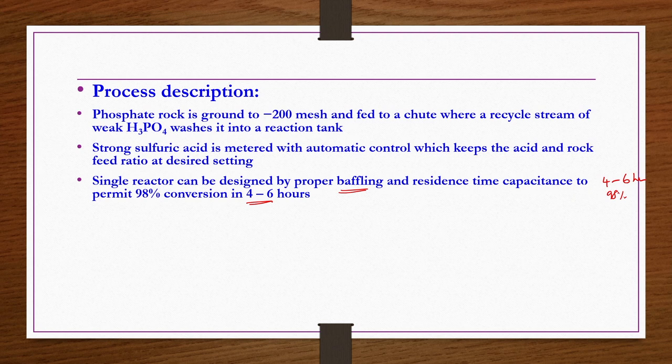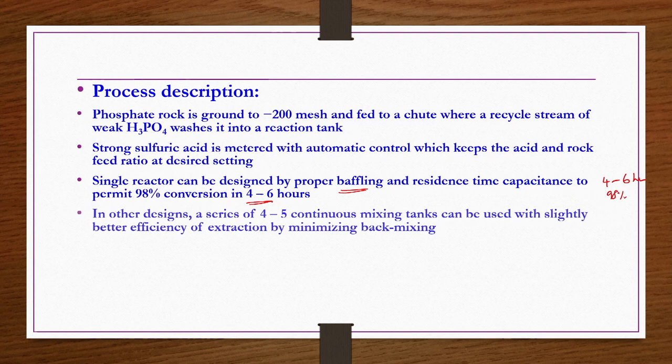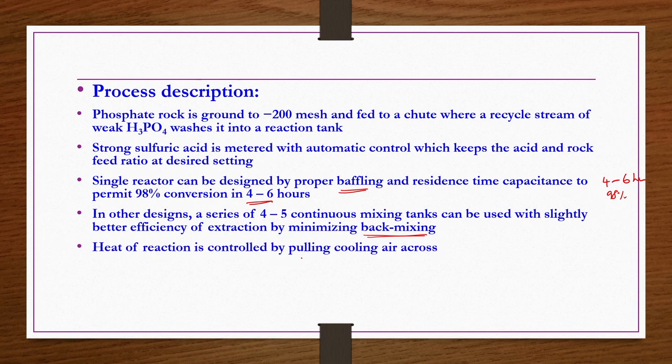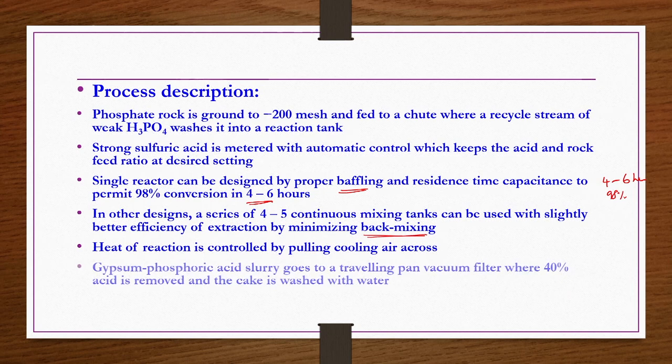In some designs, you can have multiple reactors, right? 4 to 5 continuous mixing tanks can be used with slightly better efficiency of extraction by minimizing back mixing. Heat of reaction is controlled by pulling cooling air across the reactors.